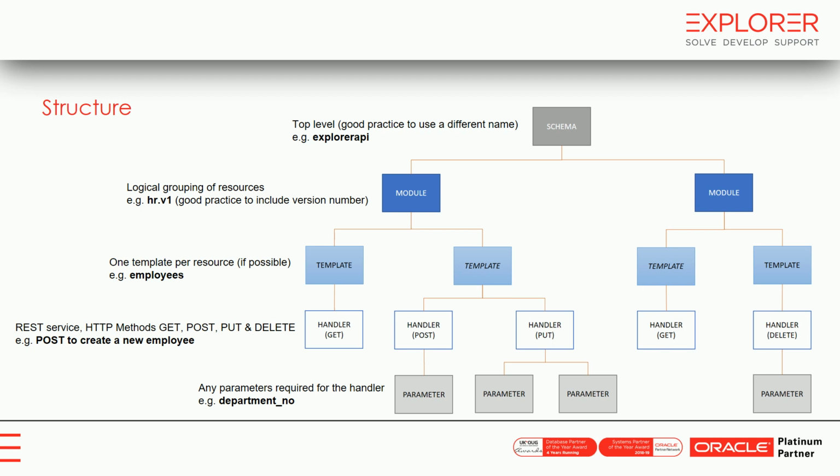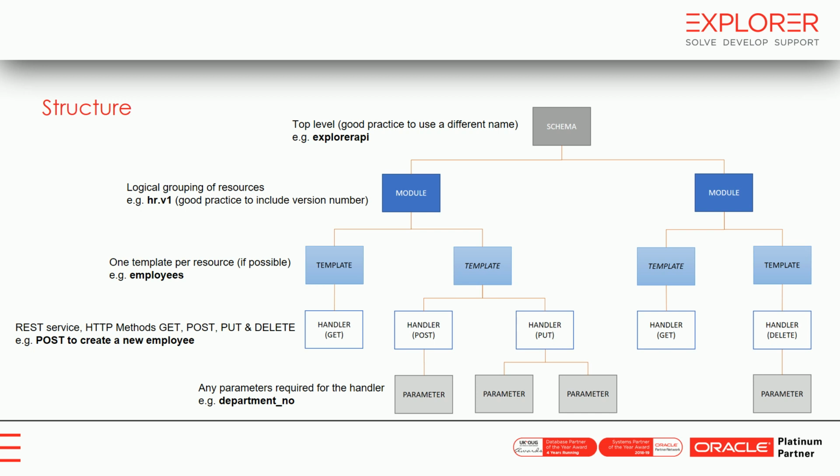The second level is the modules and is a logical grouping of resources. For example, you might have one module for HR and another for accounts. It's good practice to include a version number in your module definitions, as this will allow you to release updated versions while still keeping the old ones there for backwards compatibility.